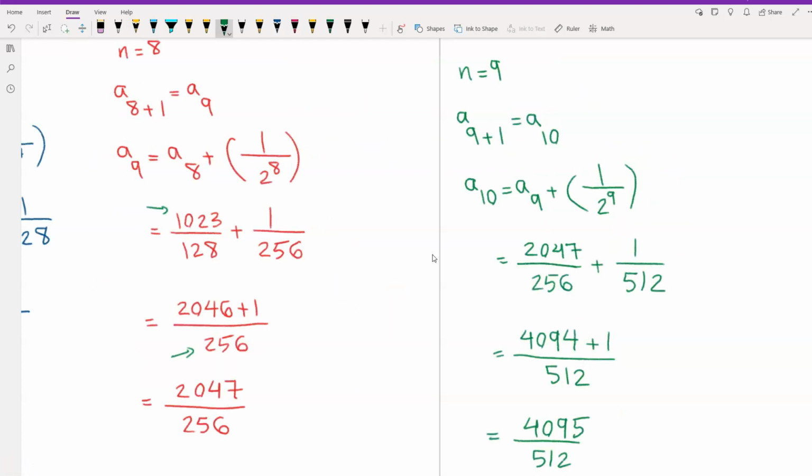And finally, finding a sub 10, that is equal to a sub 9 plus 1 over 2 to the 9th power. For a sub 9 we have 2047 divided by 256, plus 2 to the 9th power, which is equal to 512. So on this part we have 1 over 512, and then simplify. Here the denominator is 512, so multiply this by 2: we have 2047 times 2, that is equal to 4094, and then add 1. So the final answer for a sub 10 is equal to 4095 divided by 512.